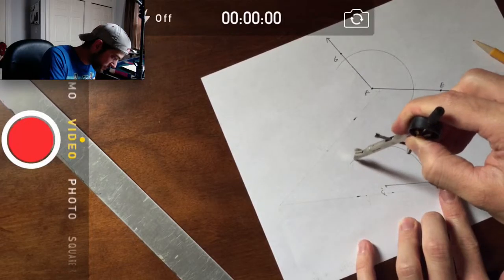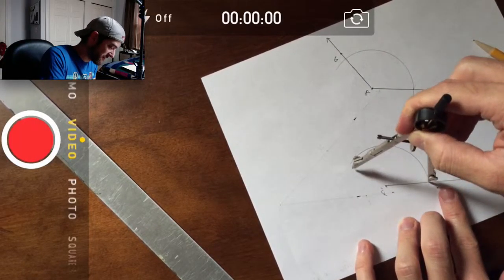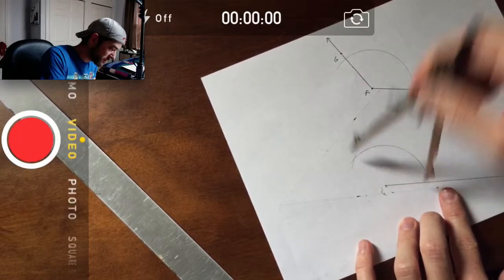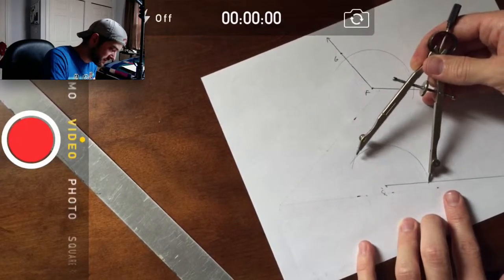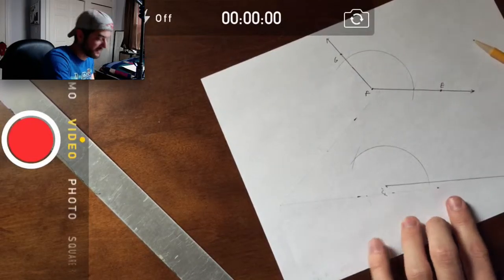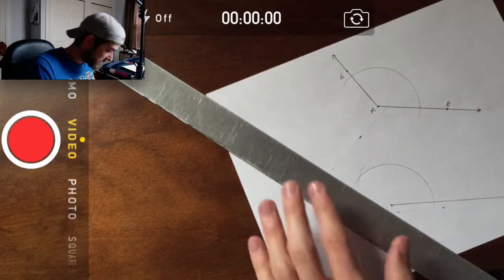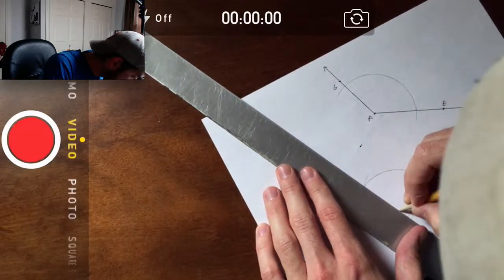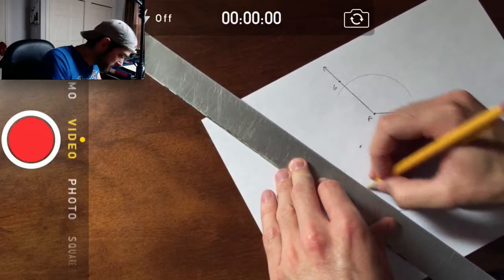Ooh, I barely had enough arc there. But I'm going to sweep an arc to correspond to this distance here to down here. And my last step is to draw the second leg of my angle through the intersection of the two arcs.